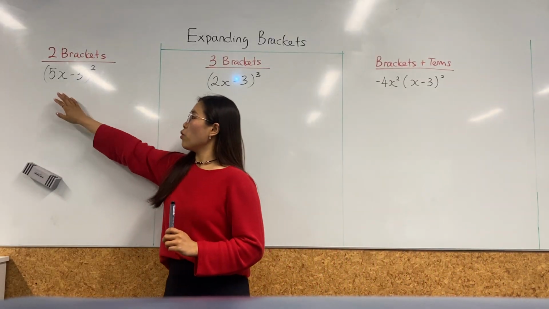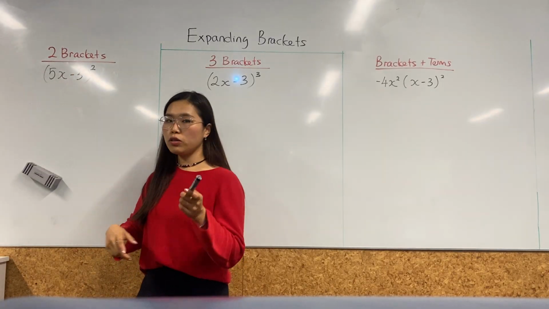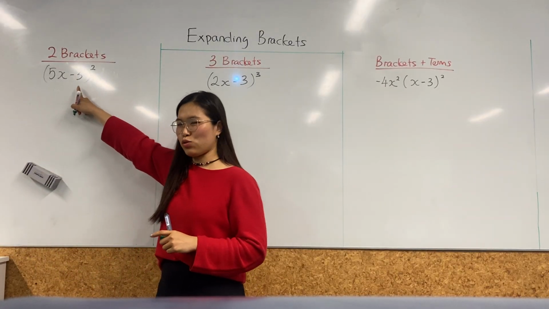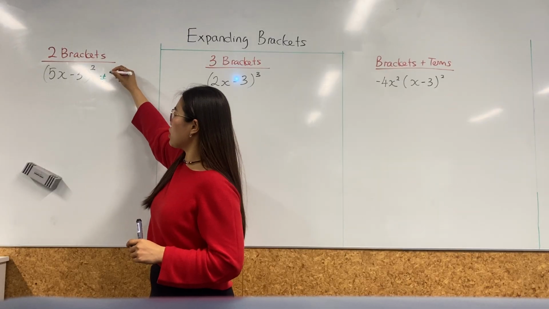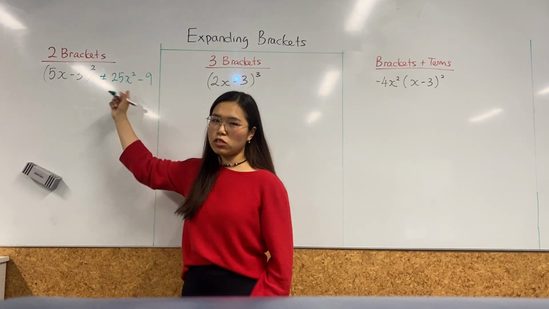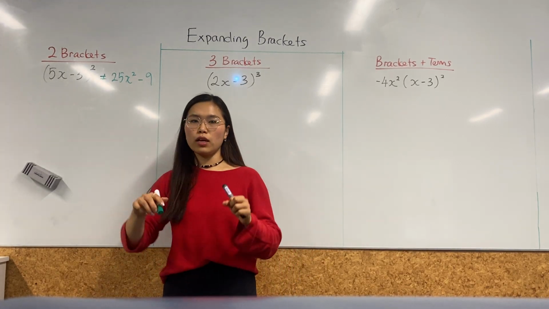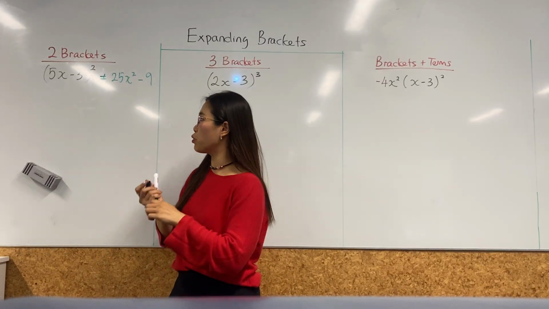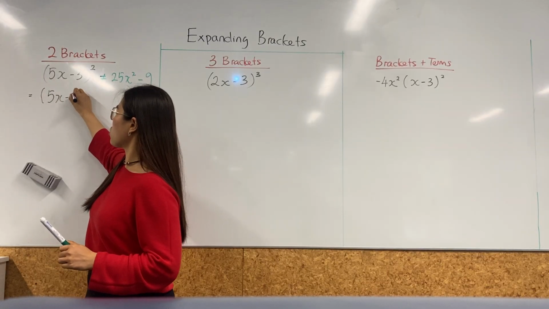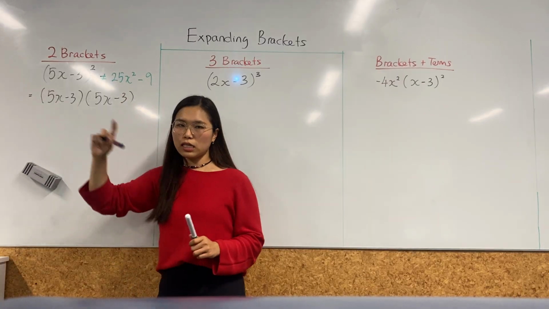So first of all, when you get a bracket 5x minus 3 and you got a square on the top, you cannot just square the two numbers. You can't just square the 5x and square the 3. It's not equal to 25x squared minus 9. It does not equal that. Okay, so you want to make sure the square is telling you that you've got two brackets. Make sure you put the two brackets out. So 5x minus 3, your first bracket, and 5x minus 3, your second bracket. Okay, this is exactly what it means.